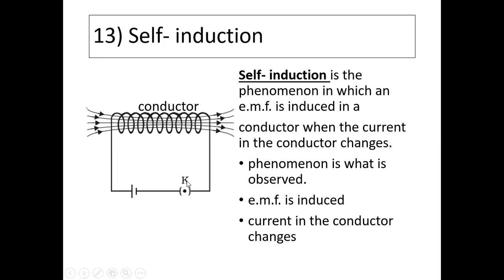What is happening? When you close this switch, K is a switch, the current cannot rise instantaneously. Not like a resistor. It takes time for it to flow through it. So when it flows through it, the current starts to increase. The current will produce a magnetic field, so the field starts to increase. When it starts to increase, remember the field starts to change across the coil. So EMF is going to be induced in the coil. That's what it means by self-induction. EMF is induced in the coil.